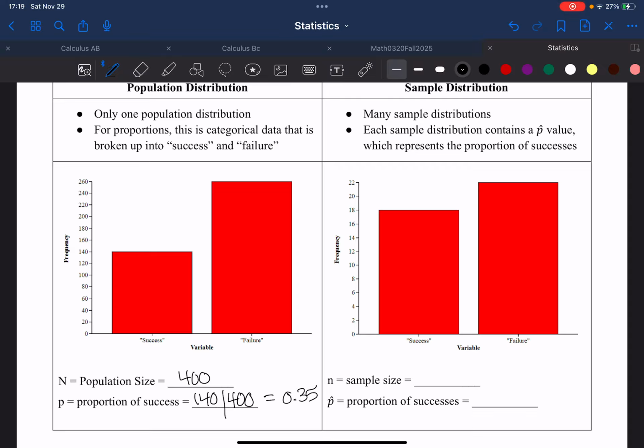For a sample distribution, that means we have many sample distributions. Each sample distribution contains a p hat value, which represents the proportion of success. The sample size, again, would be adding each of these bars together for failure and success, and we get 40. Then p hat is the number of successes, which is 18, out of the sample size, which is 40, and that gives us 0.45.